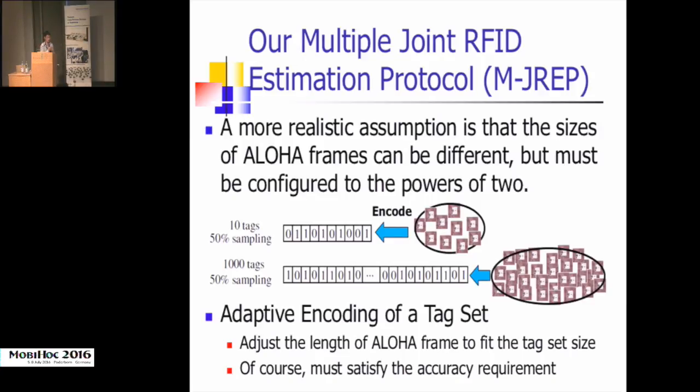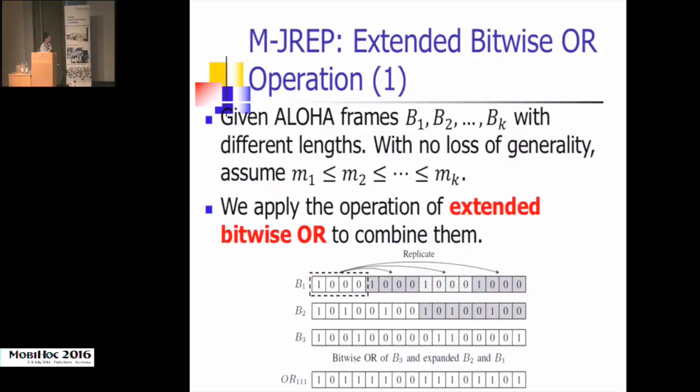This adaptive Aloha frame scheme is quite common in the RFID world. Like for the EPCglobal standard, they use the Q algorithm to adapt the frame size. So we follow a similar idea. We want to adapt the size of the bitmap or the size of the Aloha frame. And in this process, we must satisfy the accuracy requirement of joint property estimation.